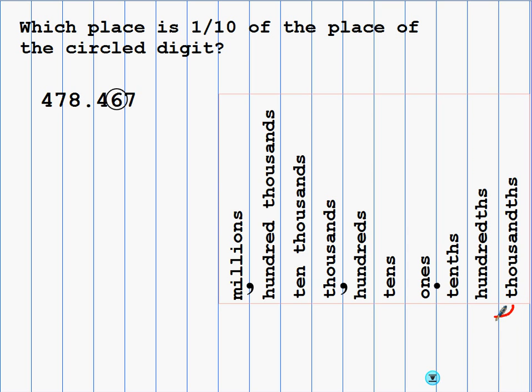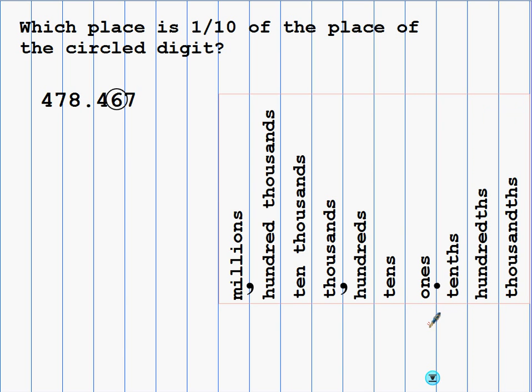If I move one place to the left, in this case from the thousandths to the hundredths, then the value of that place increases 10 times. It takes 10 1/100ths to make 1/10, so we've increased 10 times. It takes 10 1/10ths to make one whole. And we could continue that on all the way across just like we did before.